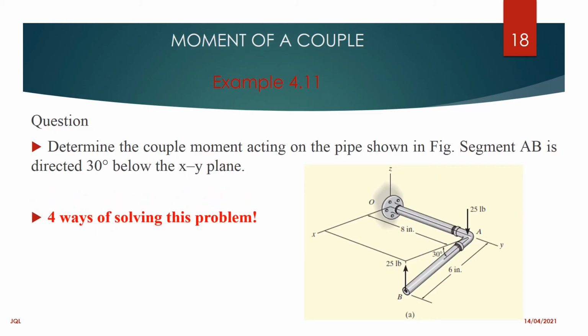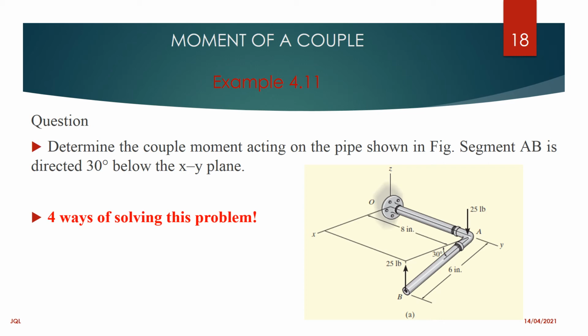Example 4.11. Determine the couple moment acting on the pipe shown in the figure. Segment AB is directed 30 degrees below the XY plane. The first thing that we need to do is carefully look at the figure. What do you have and what don't you have?